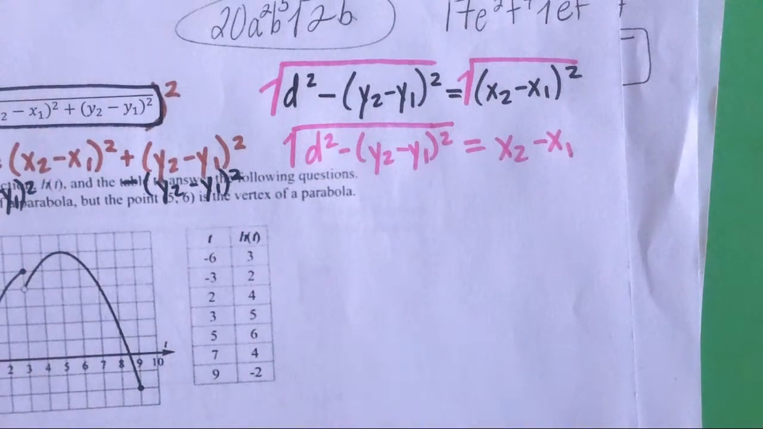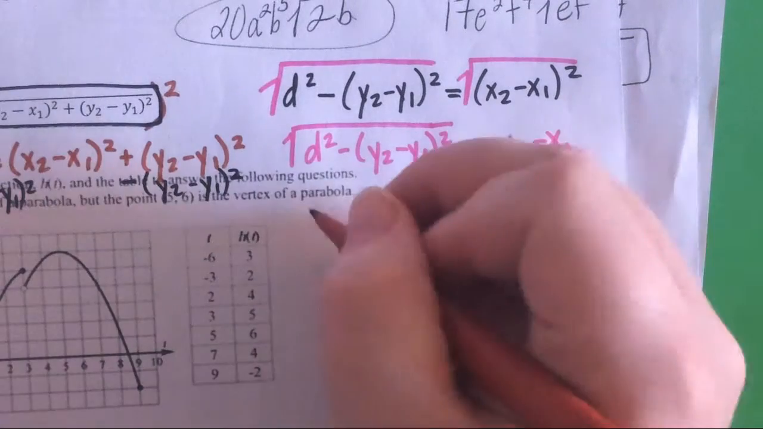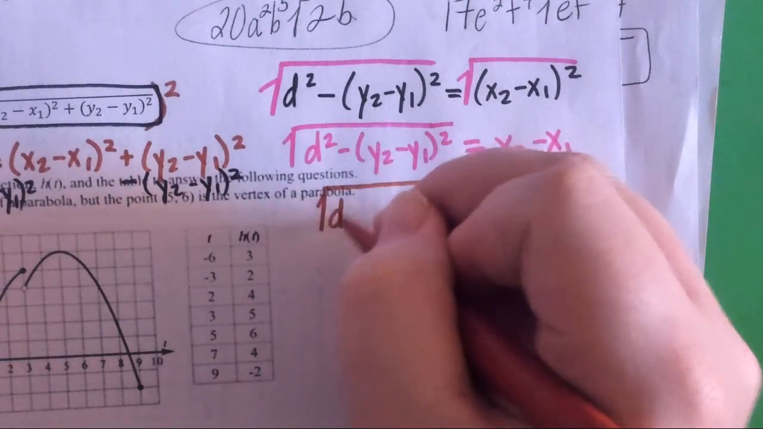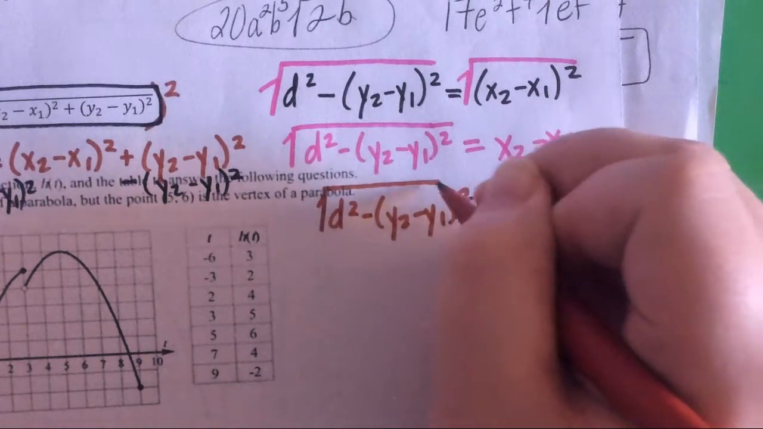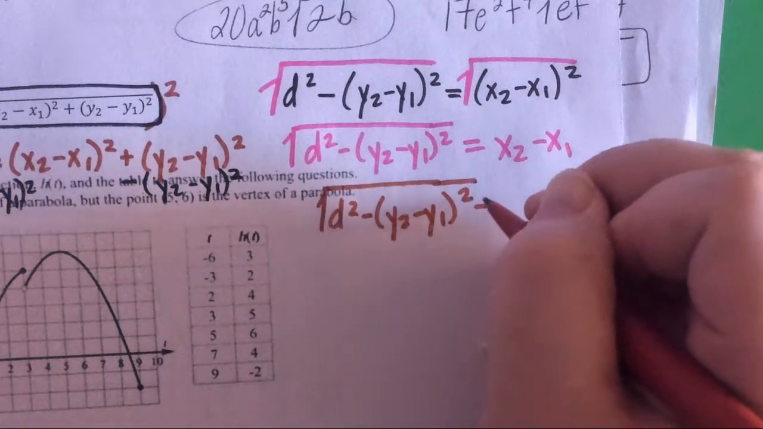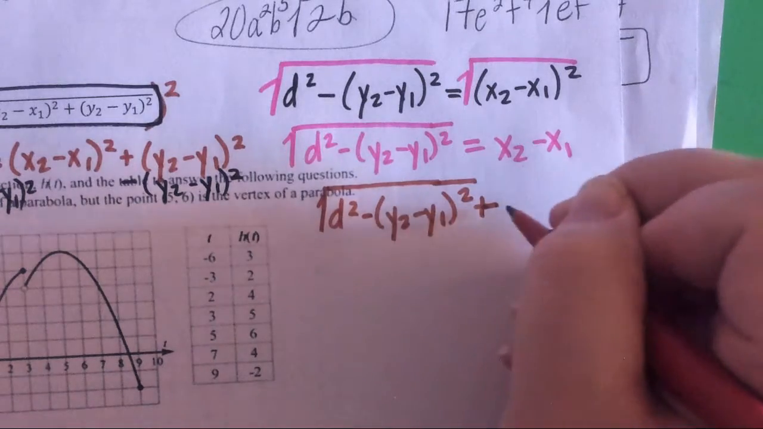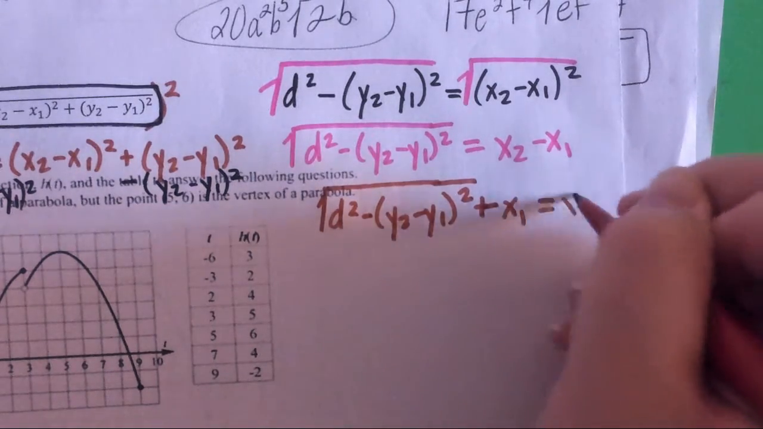And now this is the easiest step of the entire problem. What's our very last step? Just add x1. Your group gets a point, Hunter. So our answer is the square root of d squared minus (y2 minus y1) squared, all under the house, plus x1 equals x2.